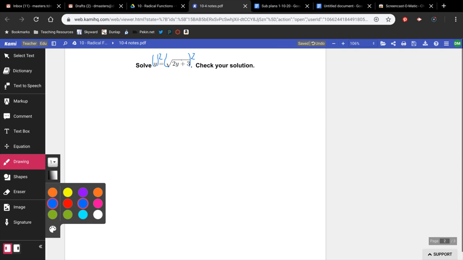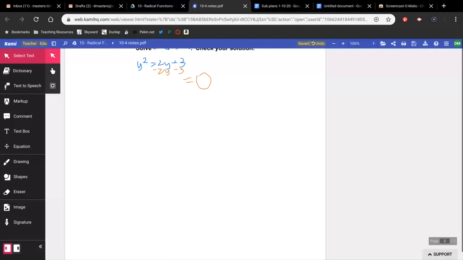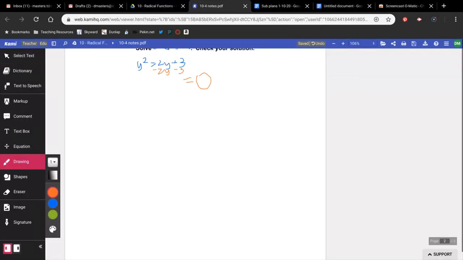And the square is going to cancel with that radical, so we're going to be left with y squared equals 2y plus 3. Now remember, in order to factor, you have to get your equation equal to 0. So that means that you're going to want to subtract your 2y and your 3 to the other side of the equation. So let's see here. I've got y squared minus 2y minus 3 equals 0.